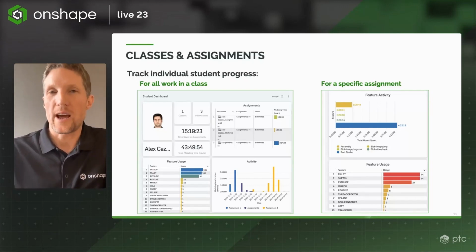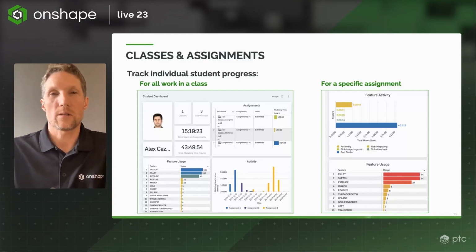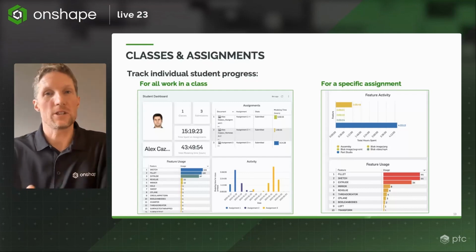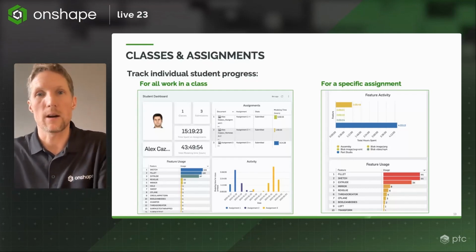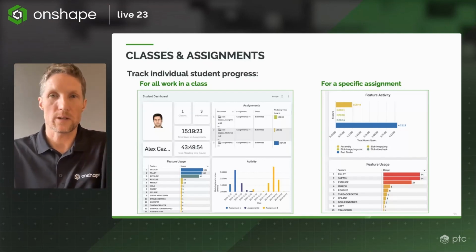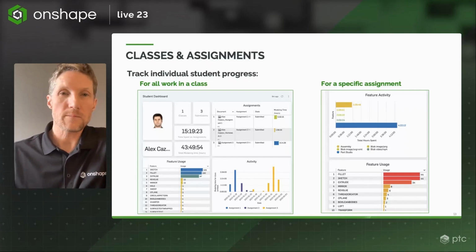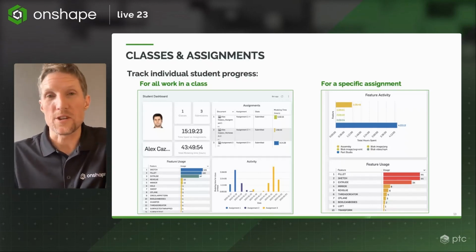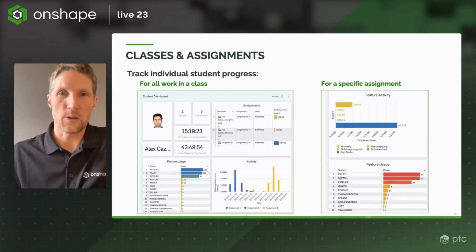So instructors can track student work for an individual student, for the work that student has done across a whole class, or for just one assignment. And each student's assignment documents can be easily accessed by the instructor just by clicking on the link and reviewed to see how they're progressing. You can even see which features your students have used to create their models right in the analytics views.